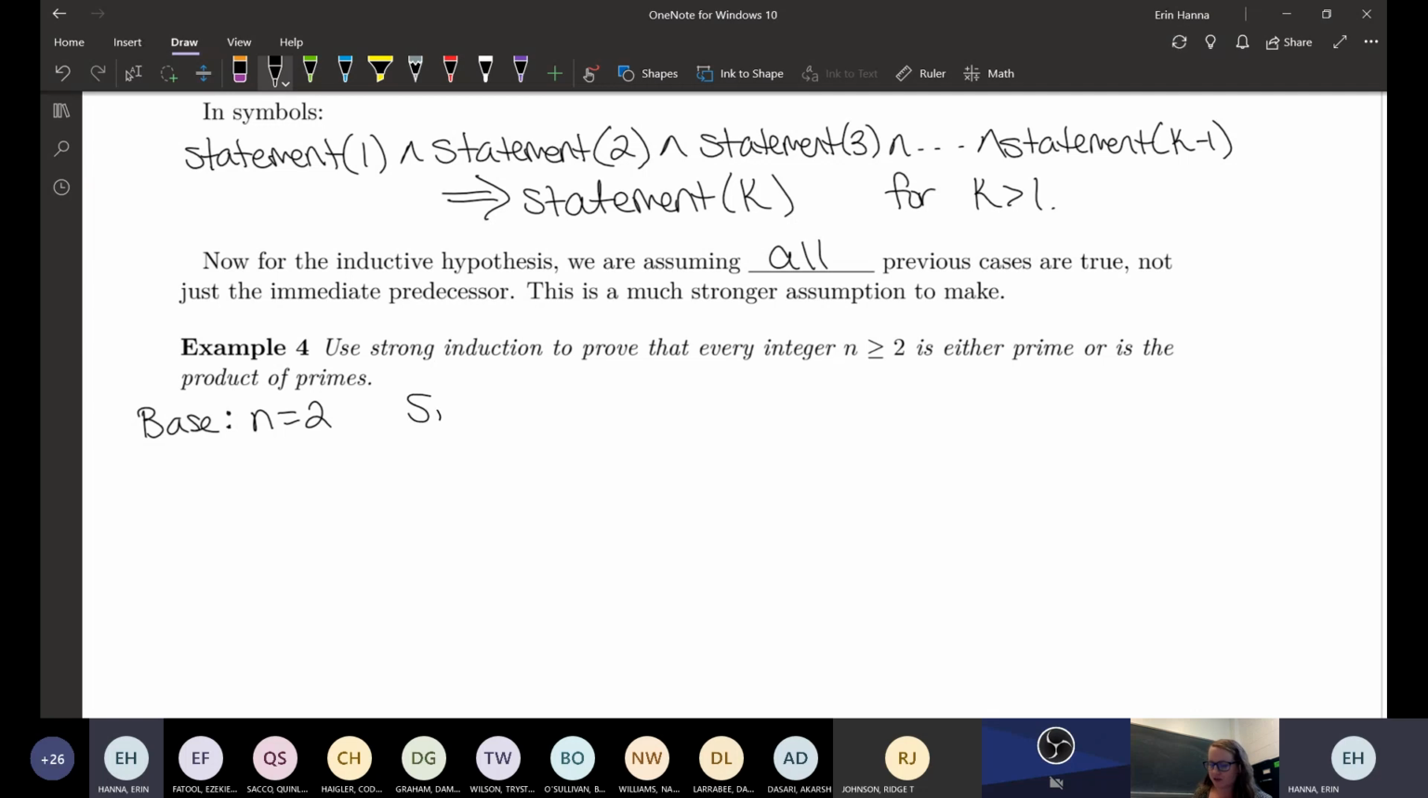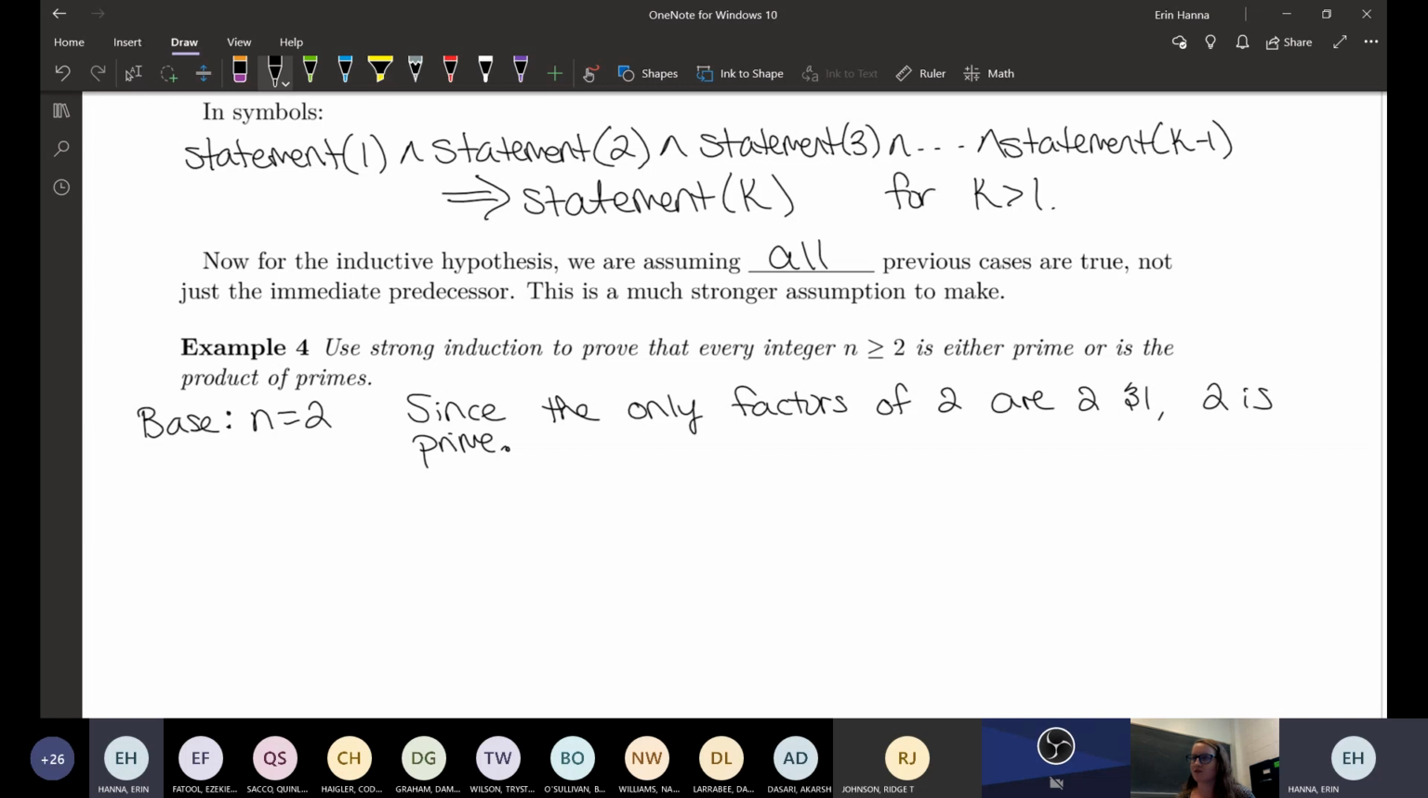So we'll say since the only factors of 2 are 2 and 1, 2 is prime. You shouldn't just say 2 is prime. You should give them some reason as to why you know that 2 is prime. So you should really say, since the only factors of 2 are 2 and 1, 2 is prime. Tell them why it's prime.